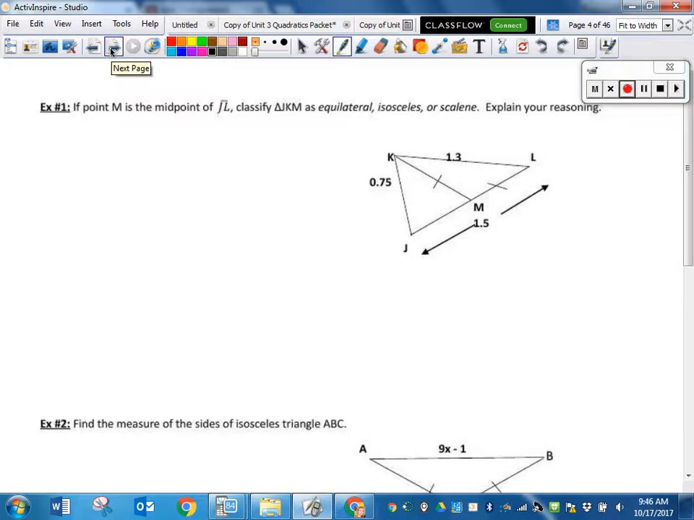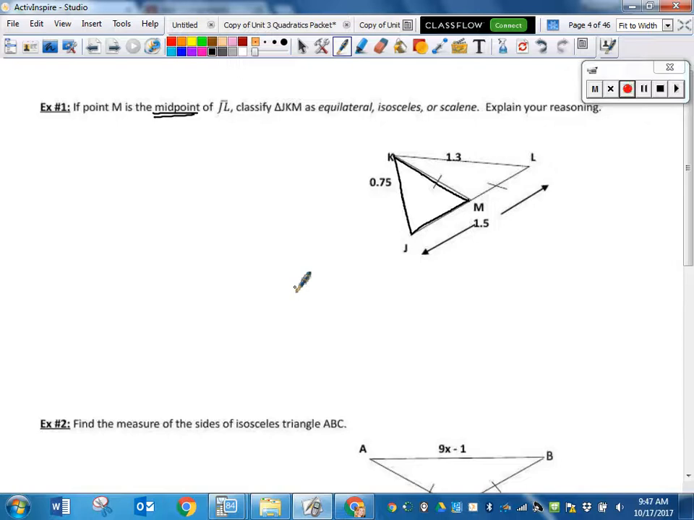All right, so if point M is a midpoint of JL. Well, we should know what a midpoint is. Midpoint means that point takes JL and splits it equally into two equal segments, or splits it in half. Half of the length of JL is equal to JM, half of the length of JL is equal to ML. They want me to classify triangle JKM. So JKM is this triangle right here. And they want me to classify it as either equilateral, isosceles, or scalene.